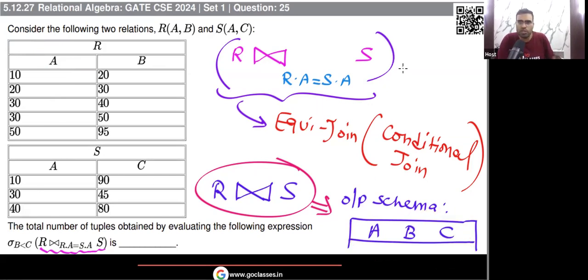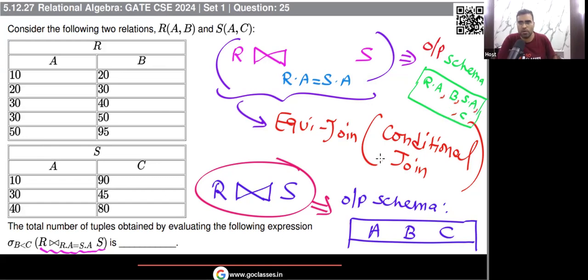And what will be the output schema of equi join, this conditional join? The output schema will have all four attributes. It will be like this: R.A, B, S.A, C. So this will be your schema. Is this clear? So there will be four attributes: R.A, B, S.A, C. This is the difference between these two. I hope you understood the difference.